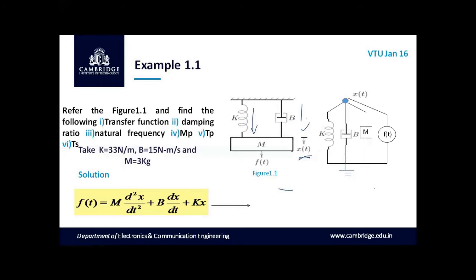So here d square x by dt square is nothing but the acceleration, dx by dt is nothing but the velocity, and x is nothing but the displacement. And once we take the Laplace transform, f of t becomes f of s, and m d square x by dt square will be m s square x of s, plus b dx by dt will be b into s into x of s, plus kx will be k into x of s. So now we have obtained the Laplace transform of the above differential equation, and the next step is to calculate the transfer function.